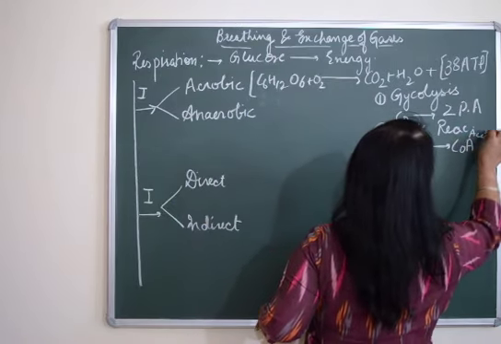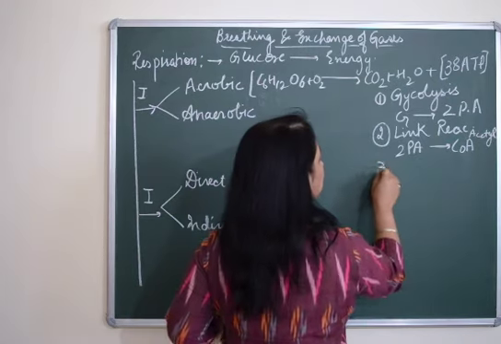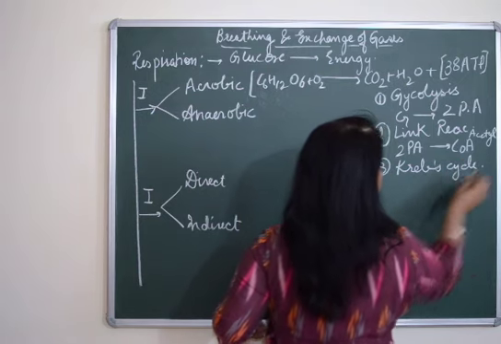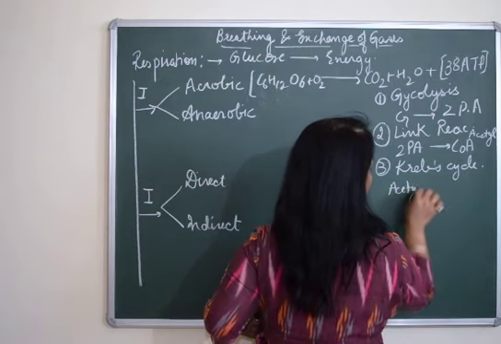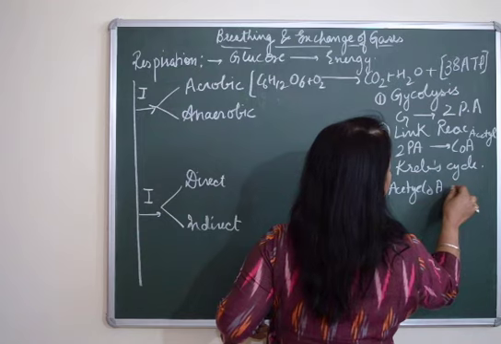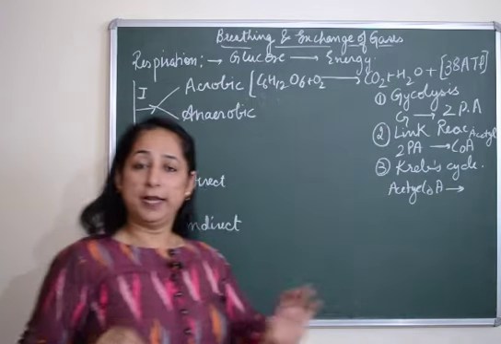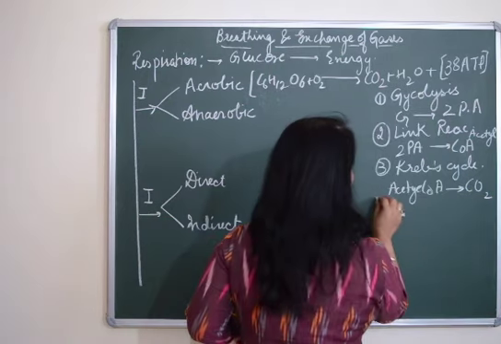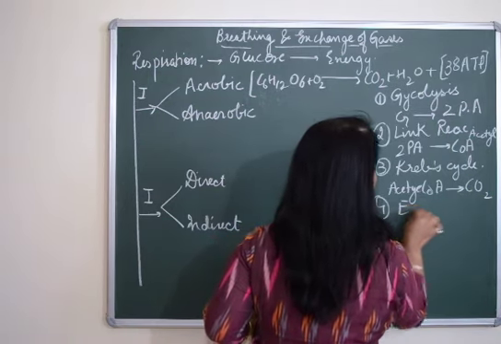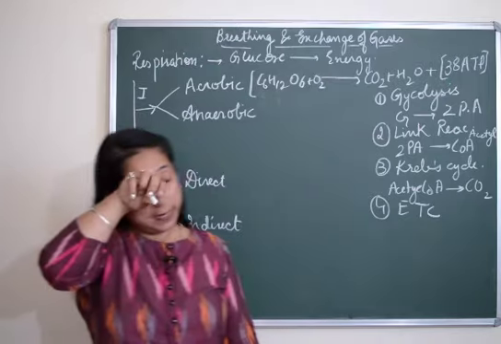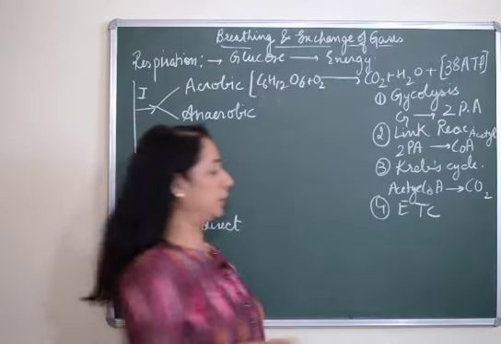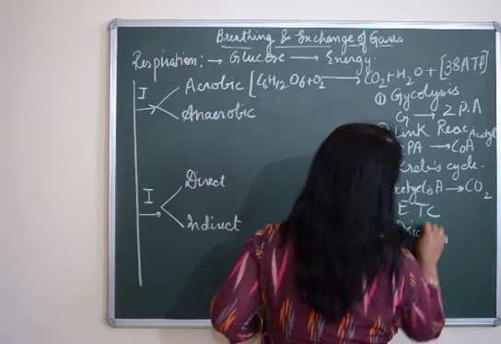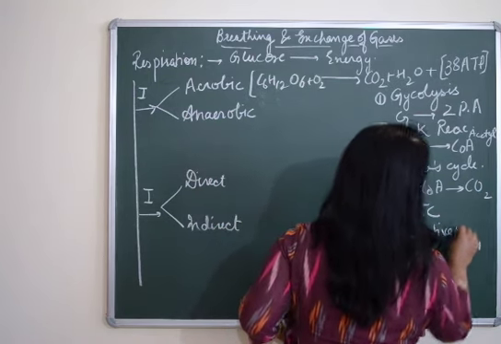After this we have the Krebs cycle, wherein this acetyl coenzyme A is broken down to release carbon dioxide. The fourth step is ETC, that is the electron transport chain, wherein there is a chain reaction of further transfer of electrons. And the last one is oxidative phosphorylation.